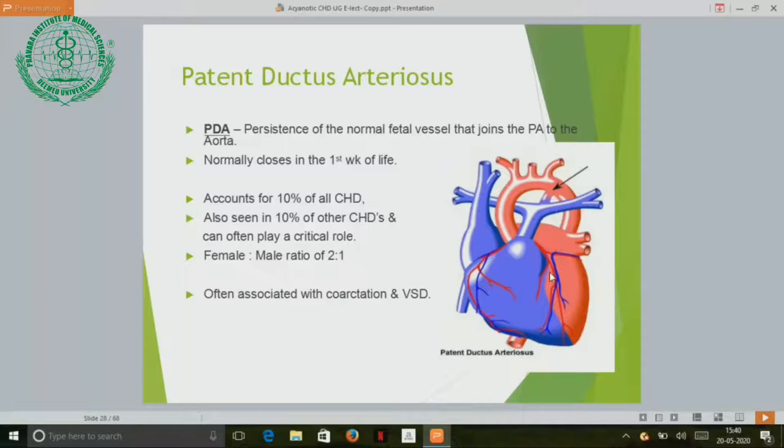It closes usually by 3 to 7 days of life. But if it remains open, then it creates a left to right shunt between the systemic vessels and pulmonary vessels, and the patient can present with congestive heart failure. So normally it closes during the first week of life. It accounts for almost 10% of all congenital heart defects, and in almost 10% of other CHDs it can be present, and that plays a critical role. Such complex congenital heart defects are duct dependent lesions. Most commonly it is seen in females. The most common associations of patent ductus arteriosus are coarctation of aorta and VSDs.